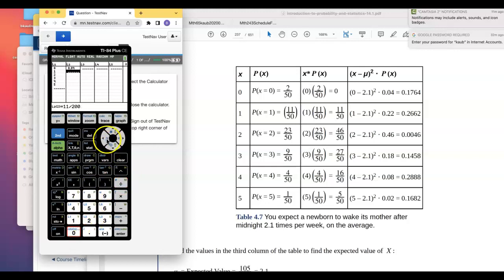Oh, I'm sorry. Delete. It's not 11 divided by that. It is 11 divided by 50. And then 23 divided by 50. And then 9 divided by 50. And then 4 divided by 50. And then 1 divided by 50.